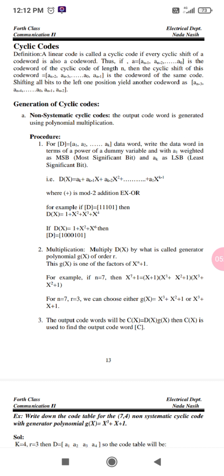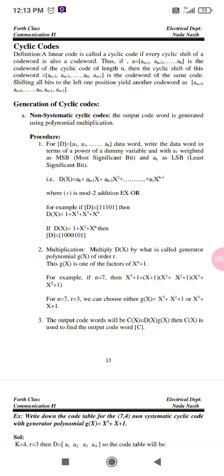Multiplication: multiply d(x) by what is called the generator polynomial g(x) of order r. This g(x) is one of the factors of x^n + 1. For example, if n = 7, then x^7 + 1 = (x + 1)(x^3 + x^2 + 1)(x^3 + x + 1). Clear? For n = 7, r = 3.